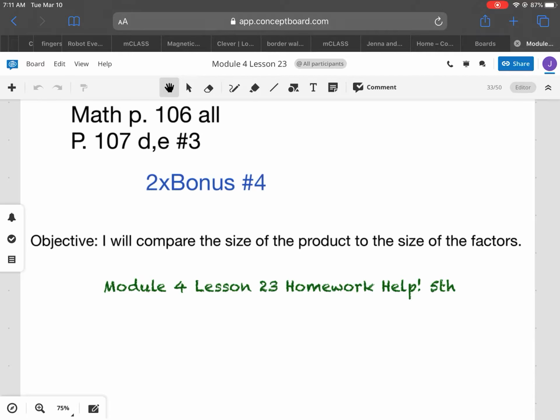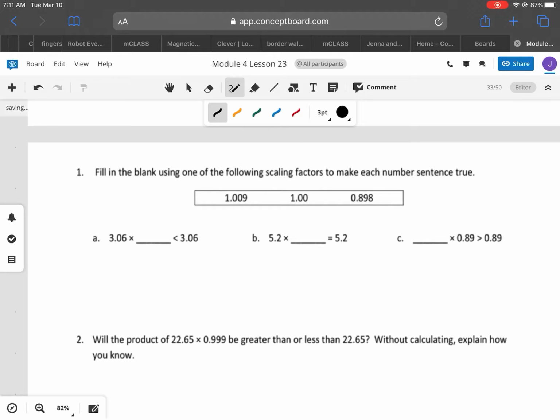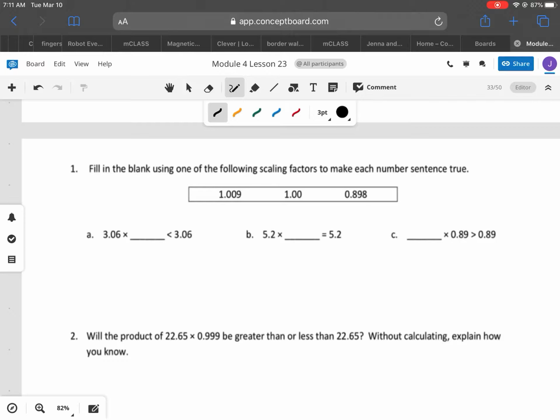Alright, here we go. Our objective is I will compare the size of the products to the size of the factors. So we're really going to be focusing on the factors. Those are the numbers that we multiply by. This is Module 4, Lesson 23, Homework Help for 5th grade.